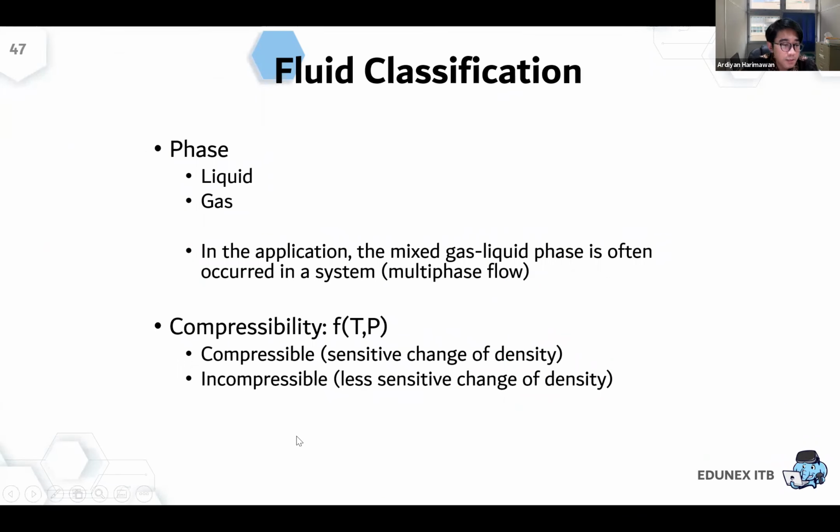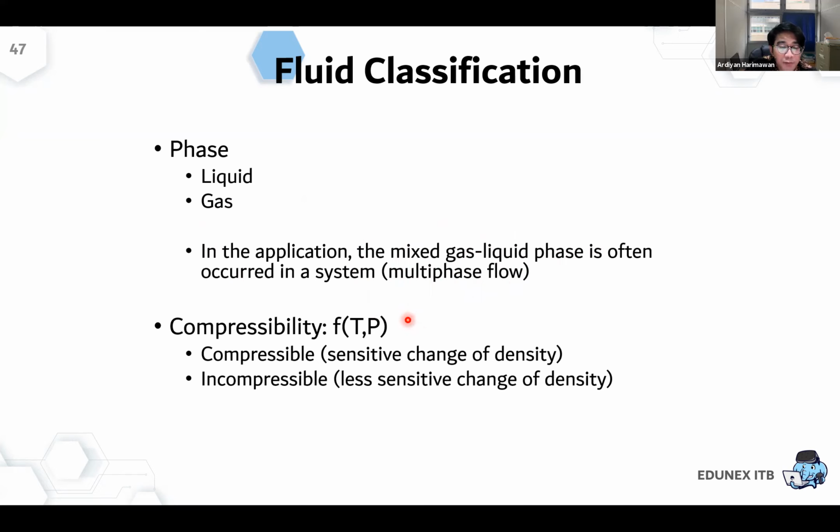Okay, please remember again that the phases of fluid are liquid and gas. In the application, we will encounter not only single phase flow. Single phase means it's all liquid or all gas, but in the application, we can have a mix between gas and liquid. We call it multi-phase flow. Later, we also have liquid, gas, solid, or also gas with solid. That's why we will study some of these phenomena in this lecture.